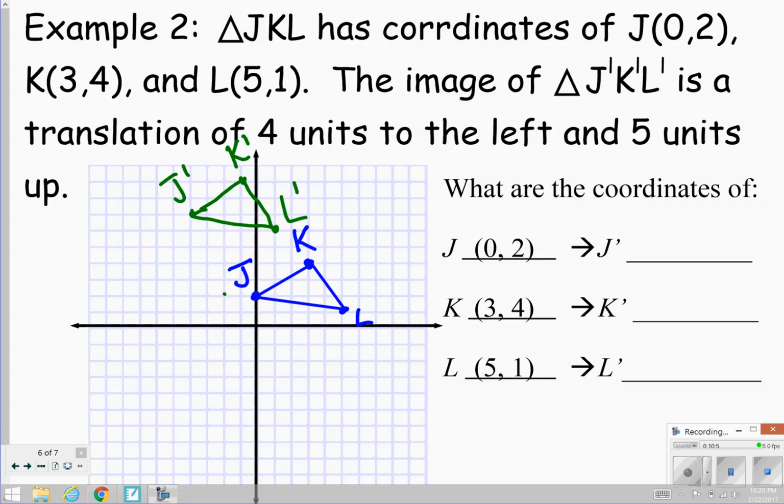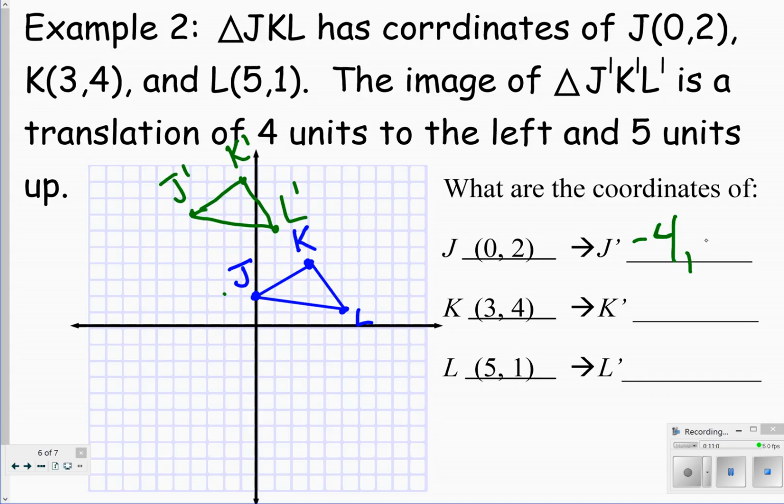Okay, and here is my pre-image of JKL, and then my new image of J prime, K prime, L prime. And J's location is now going to be -4, 7. And K is going to be -1, and let's see, 8. And then L prime is going to be 1, and it's going to be 6. Very good. Excellent. All right.